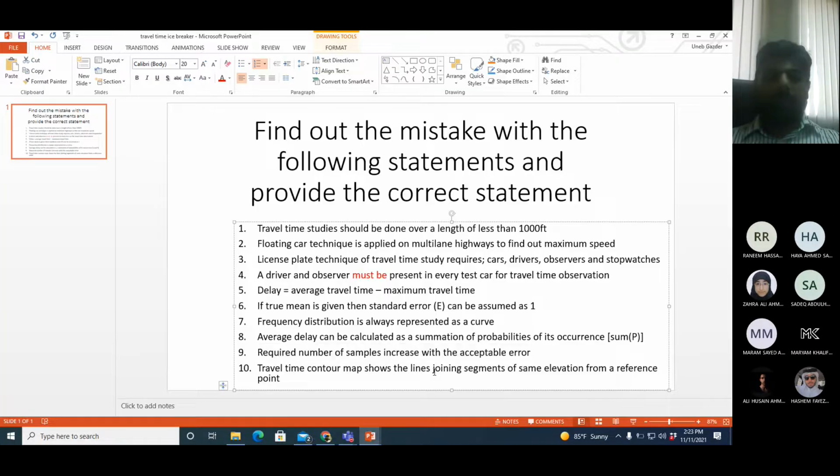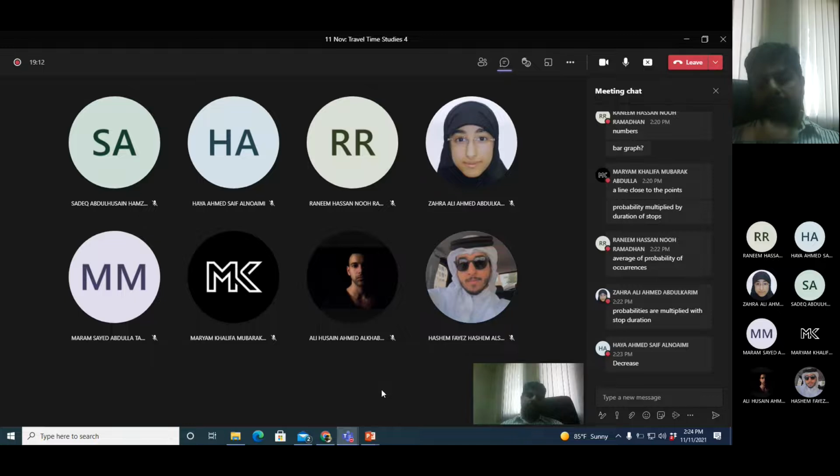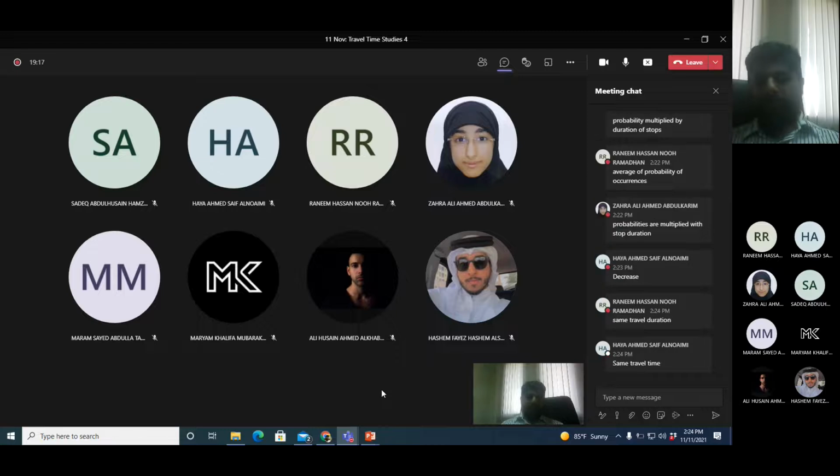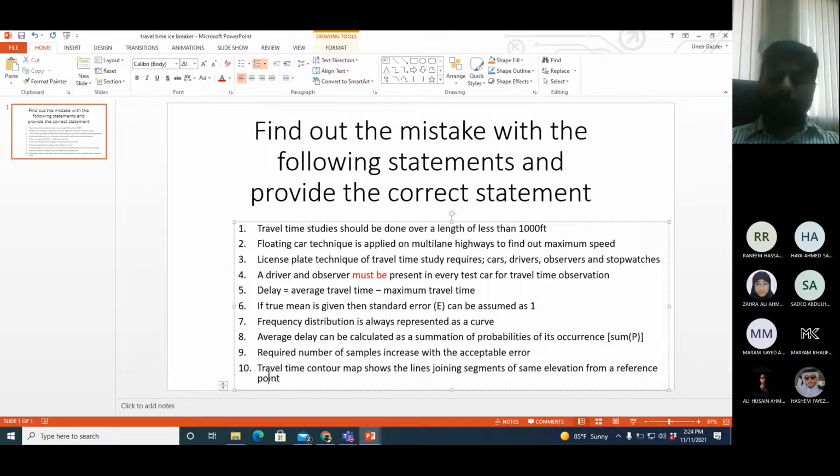Okay, Haya, well done. Last one. Again, very easy. Travel time contour map shows the lines joining segments of same elevation from a reference point. Tell me. Same travel time. Yeah, good, Prani, very good. Again, two possibilities. Either keep the statement as it is and change elevation to travel time. So the travel time contour map shows the lines joining segments of same travel time from a reference point.